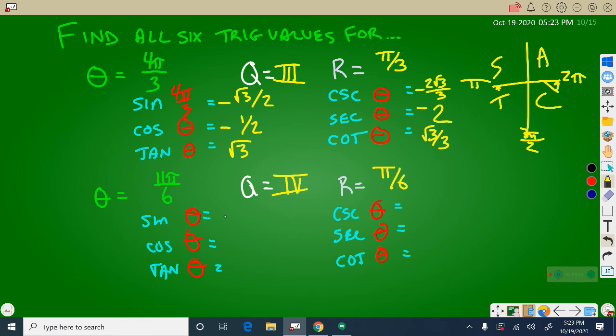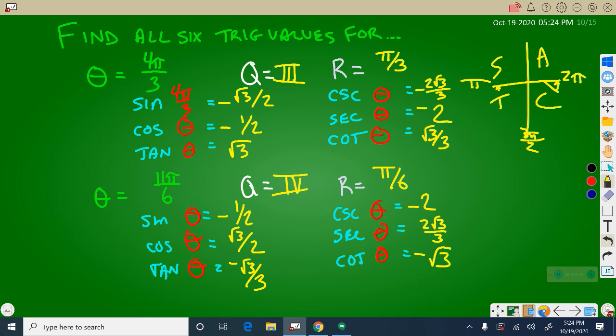Quadrant 4, cosine's the only thing that's positive, so the rest are negative. Pi over 6 is the angle we're using in the chart that we should have memorized by now. And basically it's just the flip of what we had on this last problem, where now sine is 1/2, cosine is root 3 over 2, so tangent when you divided them was root 3 over 3. Flip them all around, and now the secant has the 2 root 3 over 3, cosecant becomes your -2.